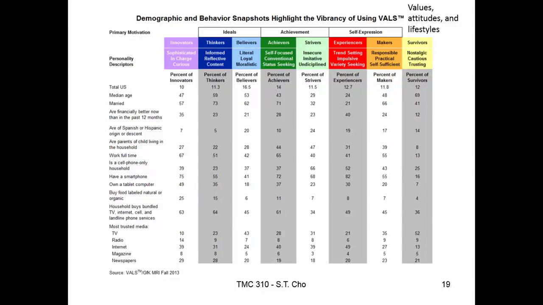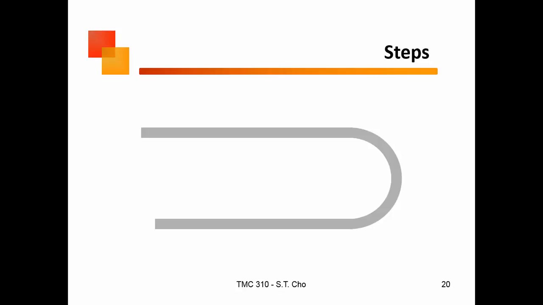There's something called the VAL system where they actually take data and get statistics on how people think and what they believe in, and they get the percentages of the population. It's called the values, attitudes, and lifestyles chart. So this data actually exists.